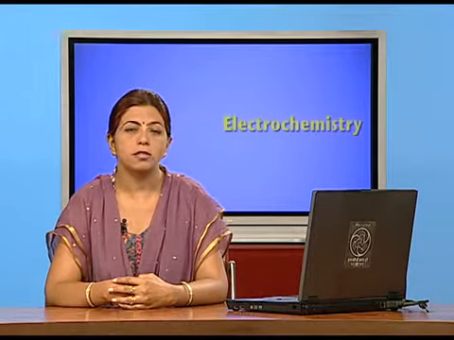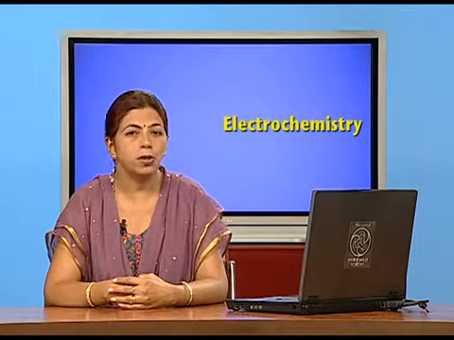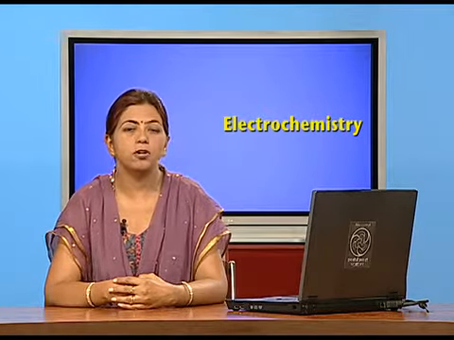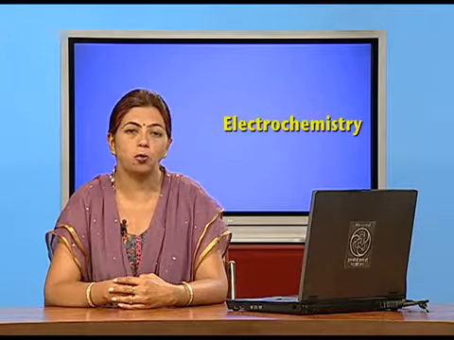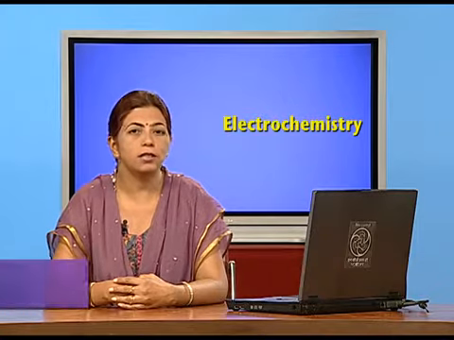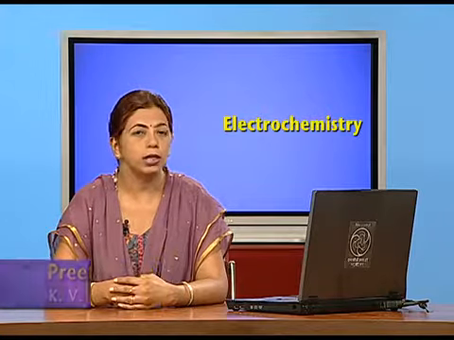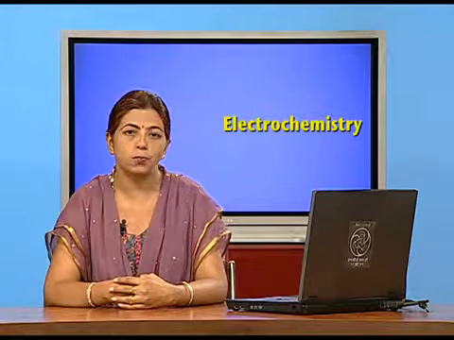Dear students, in the previous class, I explained the working of the standard hydrogen electrode, that is, the reference electrode to measure the cell potentials of various half cells. And I also explained the formula to calculate standard electrode potential, that is, E naught is equal to E cathode minus E anode.